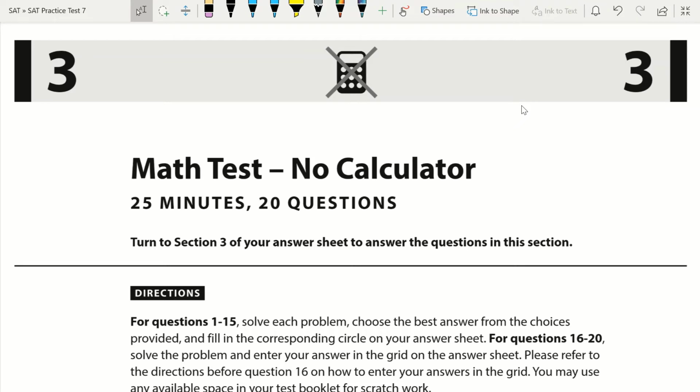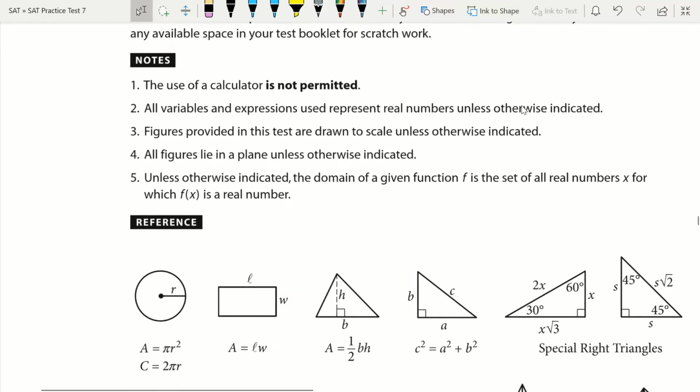Today I will be taking you through the Math No Calculator section of SAT Practice Test 7. I'll be showing you how to move efficiently and quickly through this section while maintaining accuracy by completing this in about 10 minutes. So let's go ahead and get started.